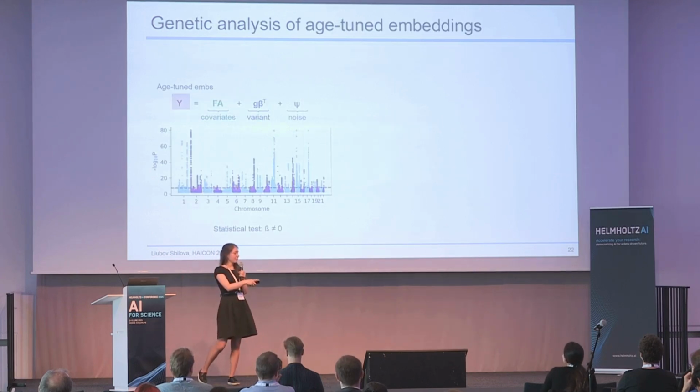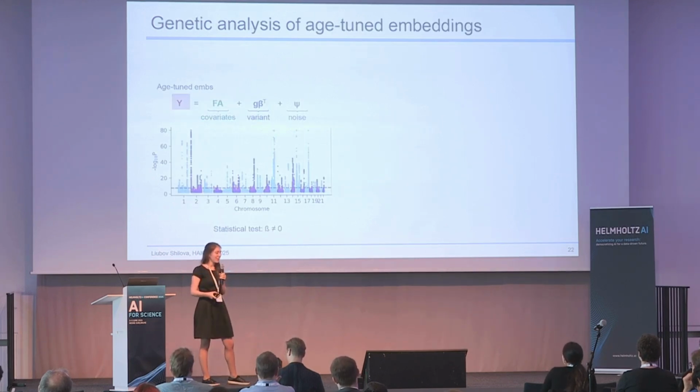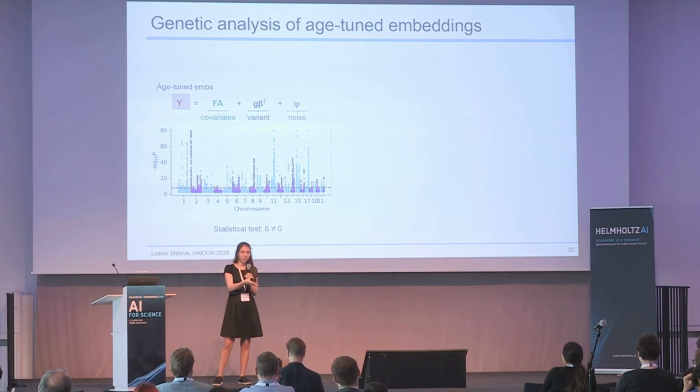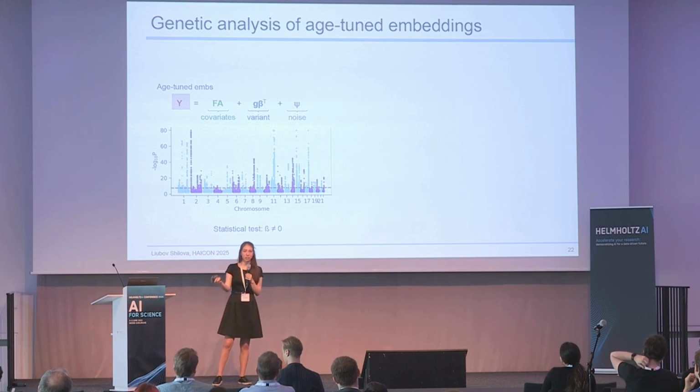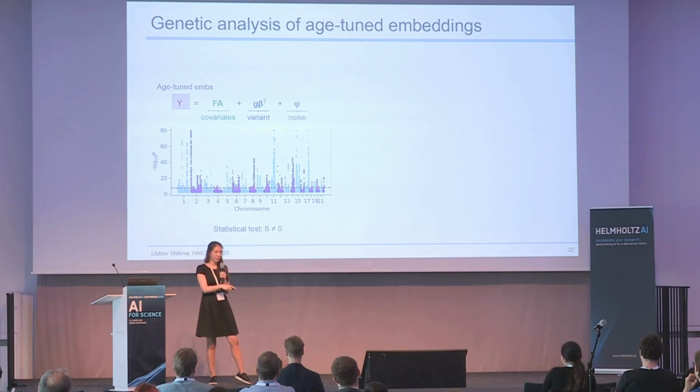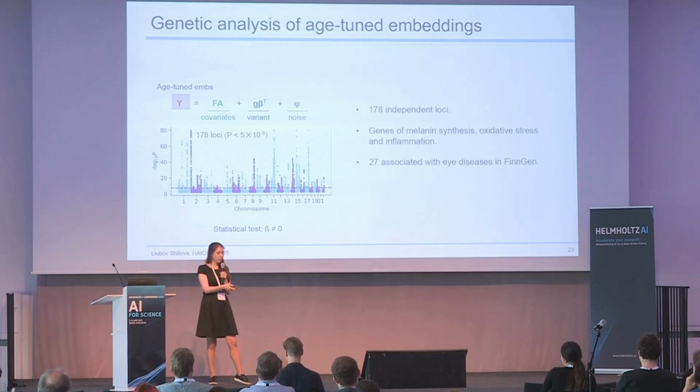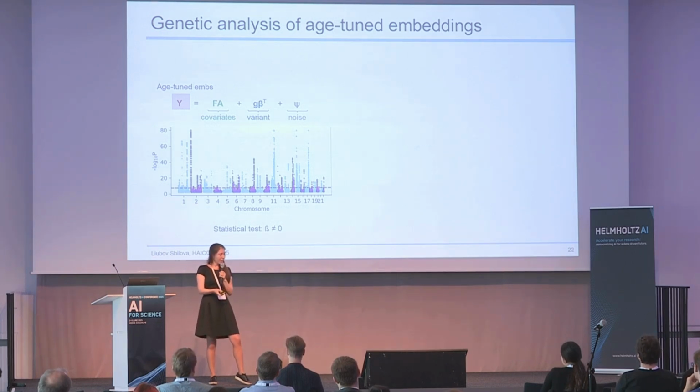Great. So for genetic analysis part, we have the outcome, our age-tuned embeddings, and we model it as a multivariate linear model of covariates, such as sex, age, and populational structure, and genetic variants. And then for each variant, we test whether the genetic effects betas across the dimensions of the embedding, whether any of them is significantly different from 0.